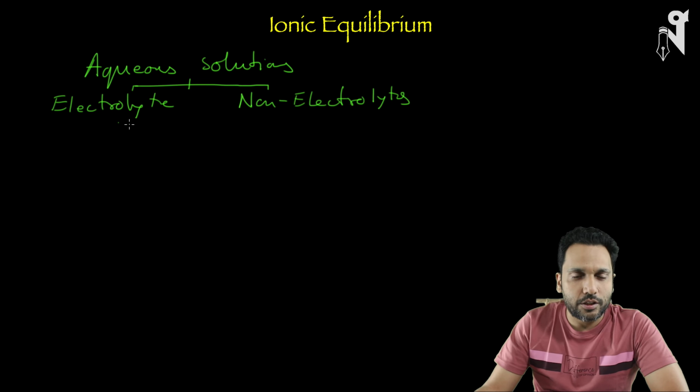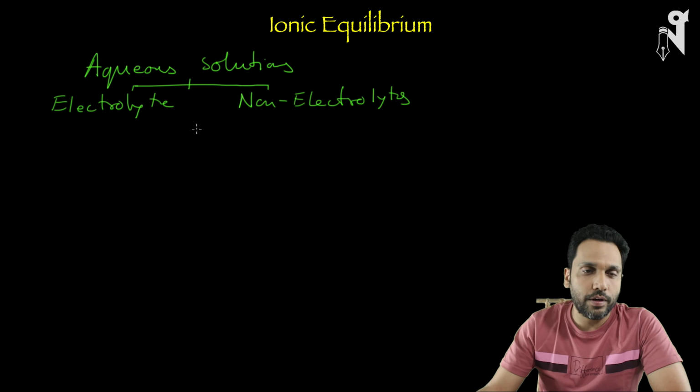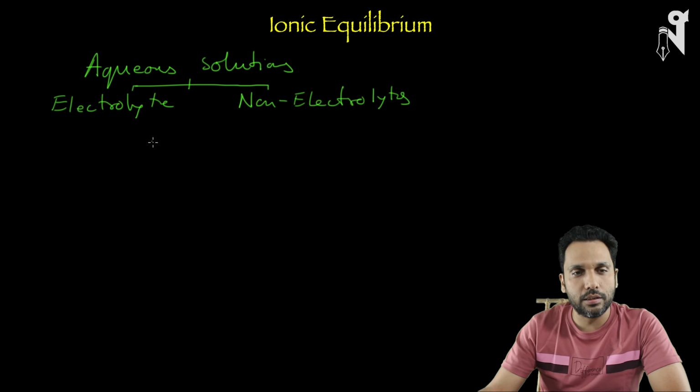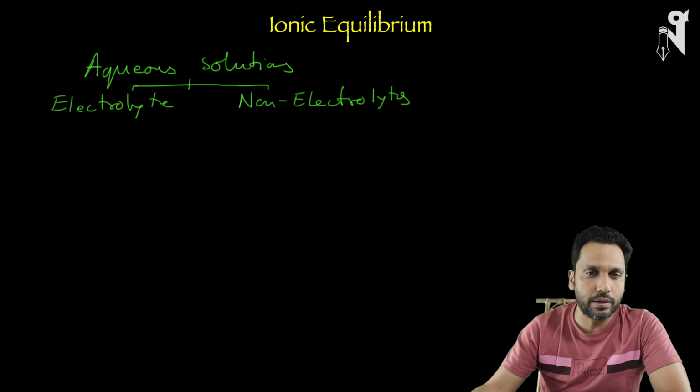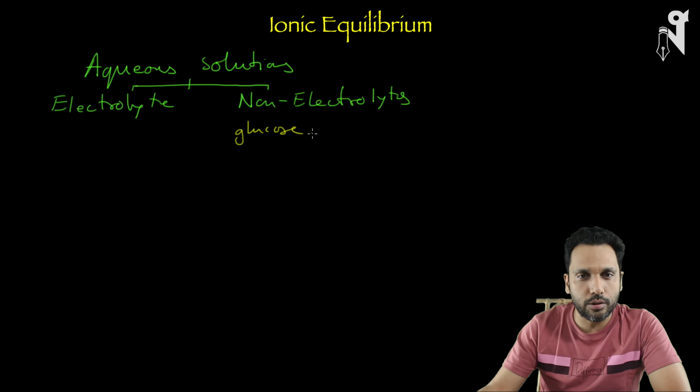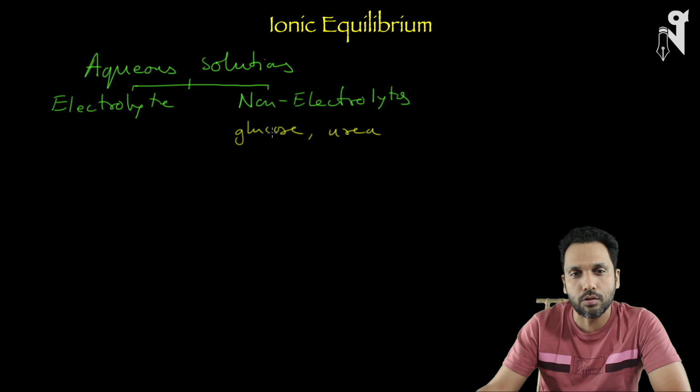Now, as the name suggests, the historic meaning of electrolyte would be a solution which is able to pass electricity, and a solution which is not able to pass electricity are non-electrolytes. So that would be, I guess you would know it, say a sugar solution, glucose solution, urea. These dissolve in water. They are aqueous solutions. How would glucose dissolve in water?